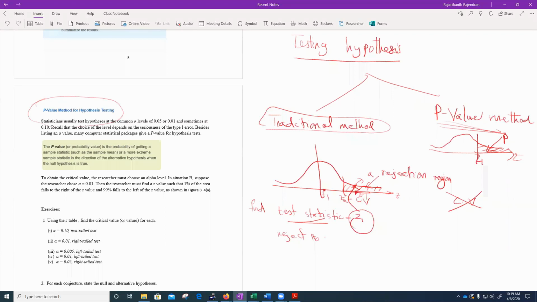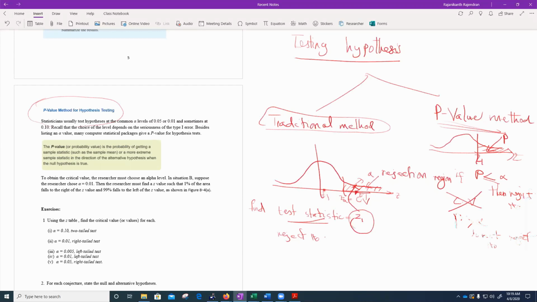If your area, this little p or big P, whatever may be, if this value is less than your significance level alpha, or you could include the equal sign, right? If your p value is less than or equal to the significance level alpha, then you have to reject your null hypothesis. If the p value is bigger than the alpha, then you do not reject. So we will do one example from each case, okay? Right? So these are the two methods we use.